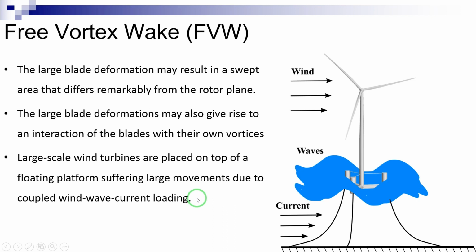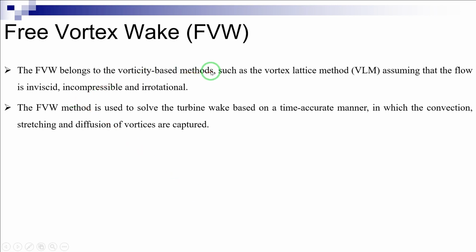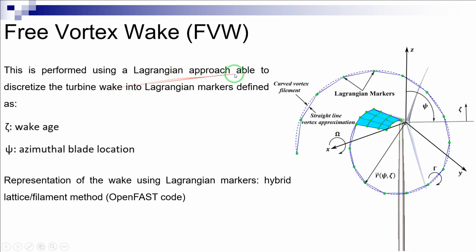The FVW belongs to the vorticity-based methods such as the vortex lattice method, assuming that the flow is inviscid, incompressible, and irrotational, and has long been used in the field of wind energy. The FVW method is used to solve the turbine wake in a time-accurate manner in which the convection, stretching, and diffusion of vortices are captured. This is performed using a Lagrangian approach, able to discretize the turbine wake into Lagrangian markers defined as a function of wake age, zeta, and azimuthal blade location, psi, as shown in this figure.